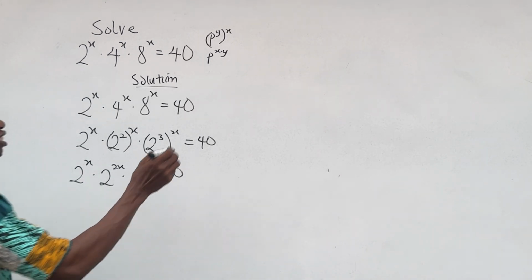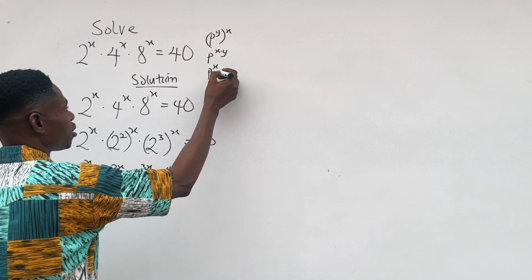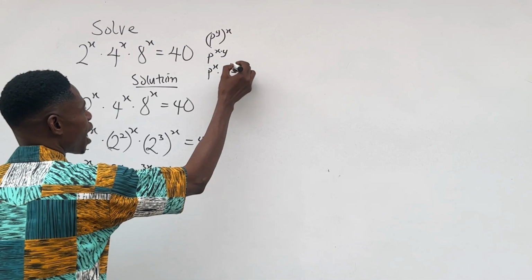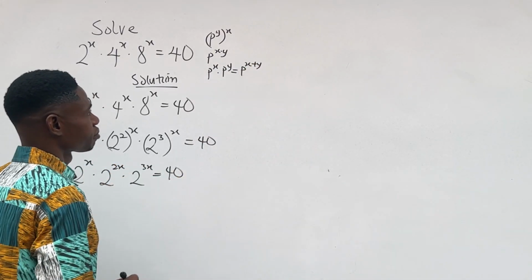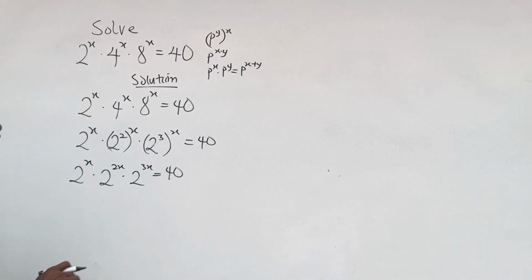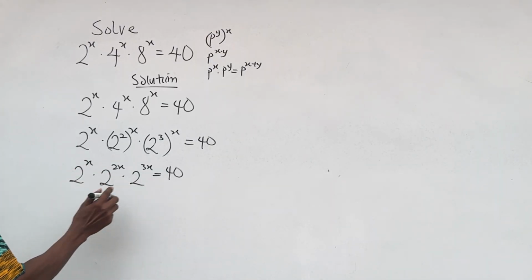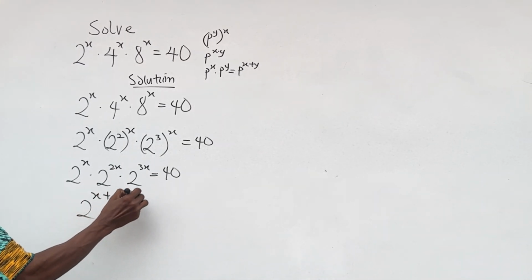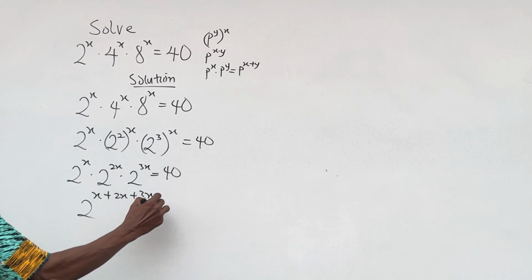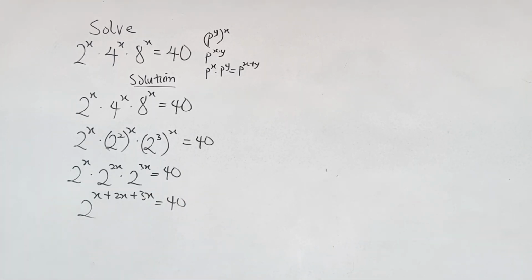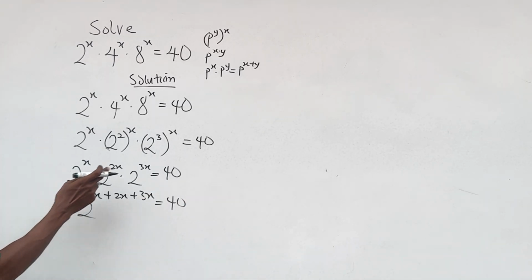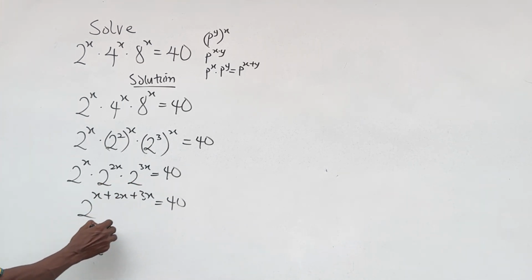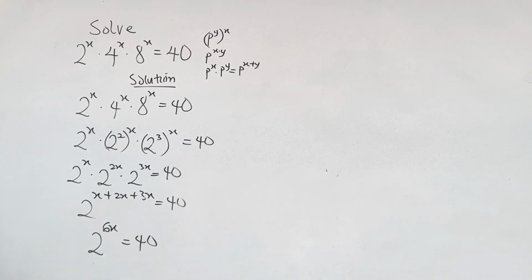Now remember this law of indices that says if you have p raised to the power x multiplied by p raised to the power y, you simply pick one p and add the powers, so you have x plus y. You remember this law, right? So let's apply it here. Since we have 2, 2, 2, we'll pick one 2 and just add the powers. So we have x plus 2x plus 3x equal to 40. If we add x plus 2x, that's 3x, and 3x plus 3x is 6x. So we'll have 2 raised to the power 6x equal to 40.